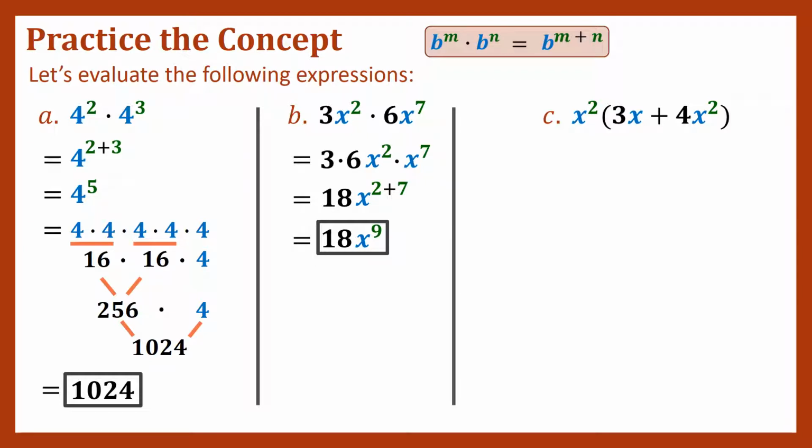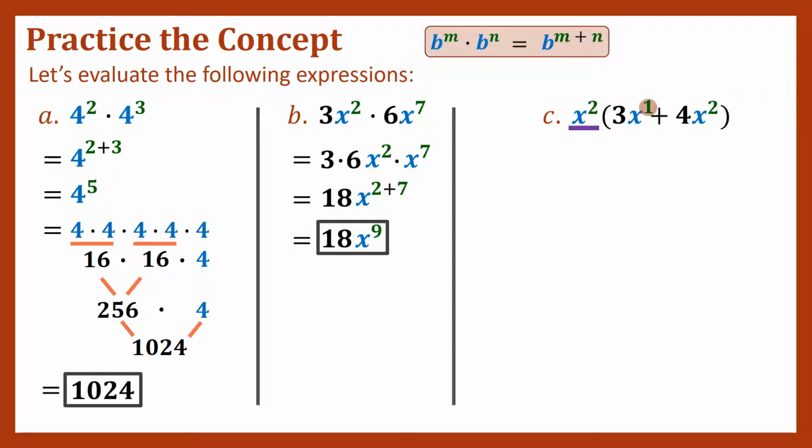Now let's look at the third expression. The third expression reads x raised to the power of 2, also known as x squared, multiplied by a parentheses containing 3x plus 4x squared. An important note to make: 3x represents 3x raised to the power of 1. To evaluate this product, we will need to distribute the x squared into the parentheses.